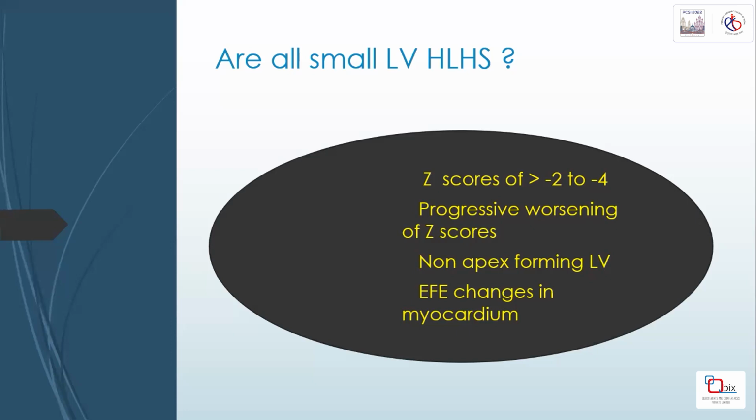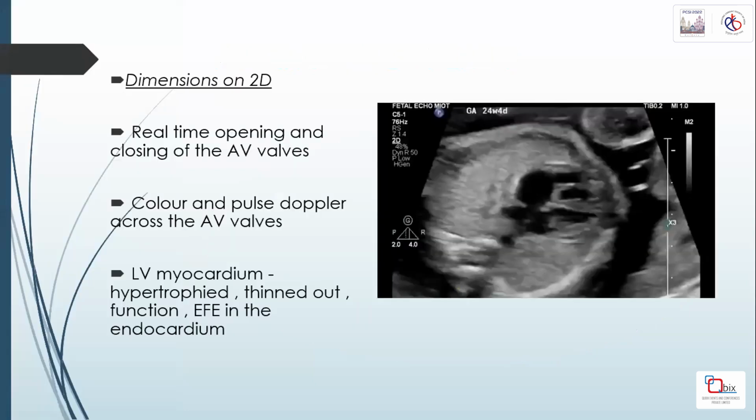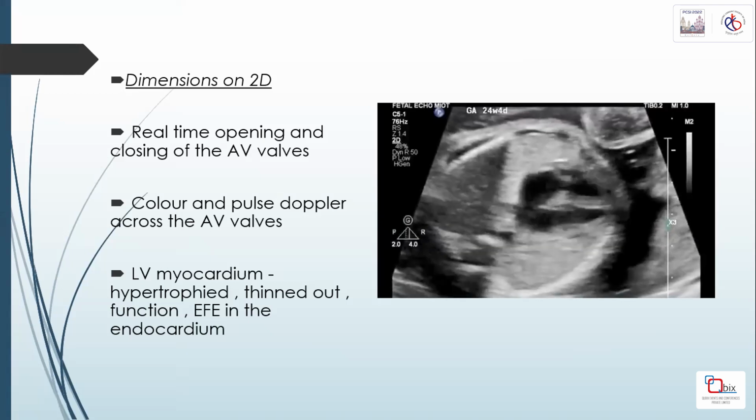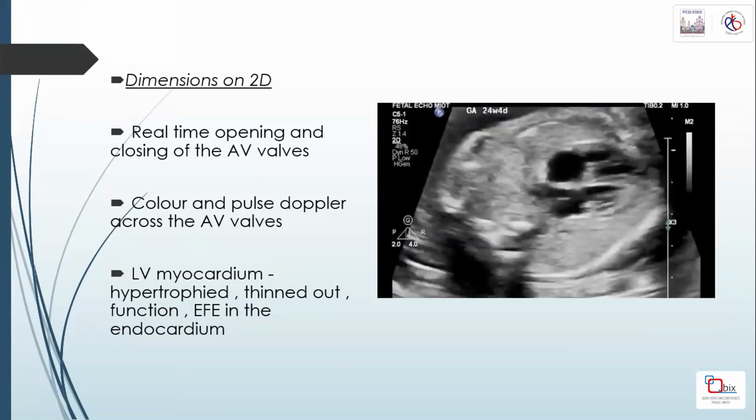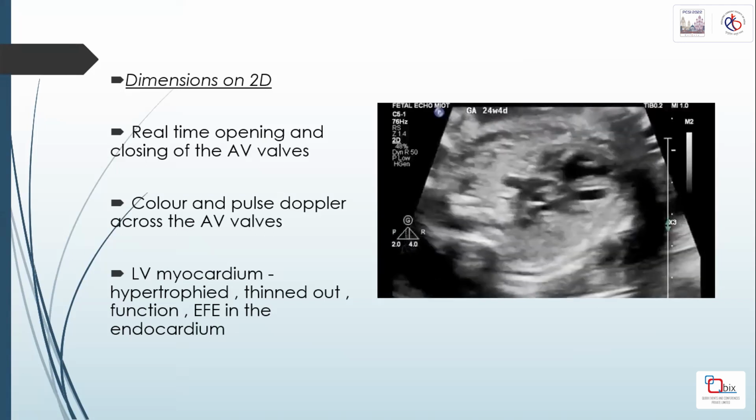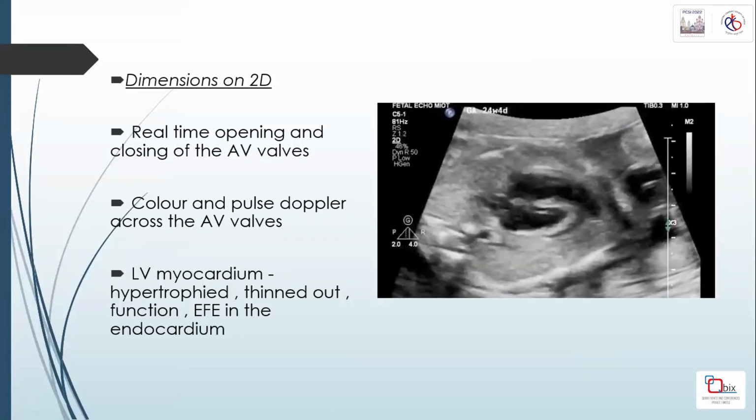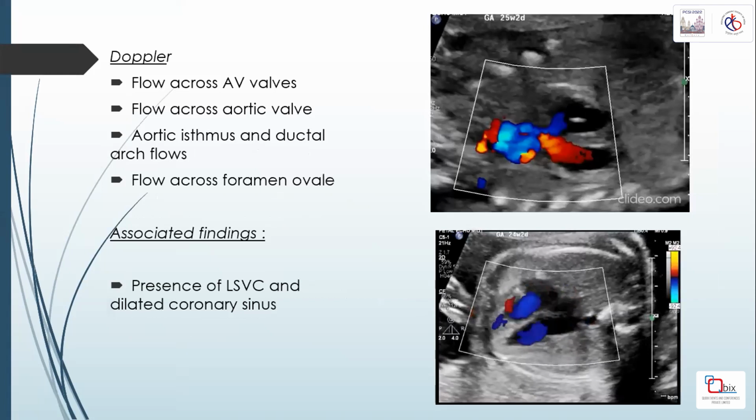But why are we interested in this LV adequacy? Because these are borderline cases in the -2 to -4 range, when we have to make a decision for pregnancy. So as I told you, it is important to look at 2D measurements and look at the real-time opening and closing of the AV valves. Look at the pulse wave Doppler, both in the outflows and in the inflows. It gives you a good idea.